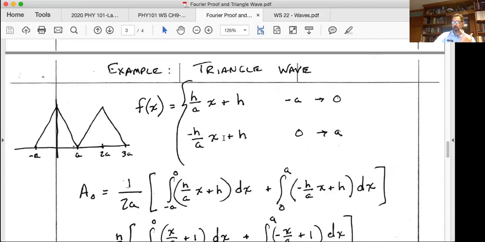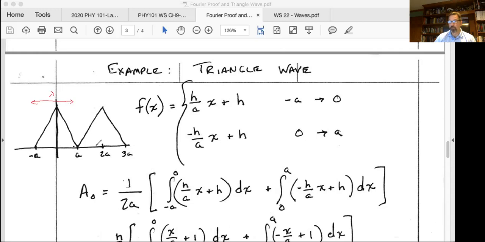The hard part about this is you have to figure out what f of x is, don't you? And I guess you also have to know what a wavelength is. What is the repeat interval lambda? Well, I think the thing repeats right there. I could have used here to here, from 0 to 2a, but I think the wavelength, the repeat interval here, is 2a.